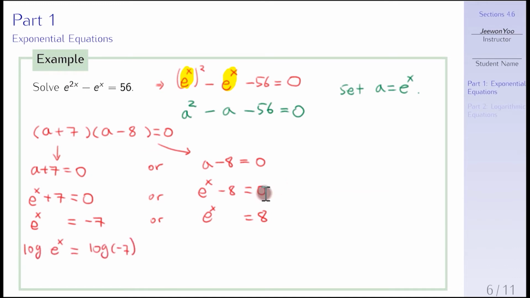Hang on one second. I have one question for you. Are you allowed to have a negative number inside the bracket here? If you said no, then you're correct. You're not allowed to have negative or even 0 as an input for the logarithm function. So, this equation does not have a solution. Let's write it down.